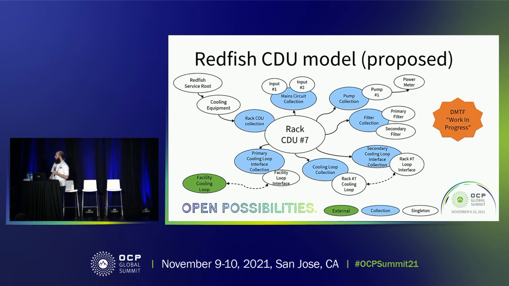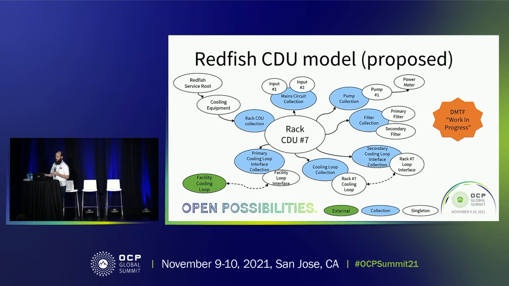So looking at it from a Redfish perspective for how all the resources map together, again, like with the power equipment, you start with your service route, and then we're adding a new cooling equipment resource to show. That's going to be your place for finding all the cooling equipment that your system might be managing. At least as a starting point, creating a rack CDU collection.